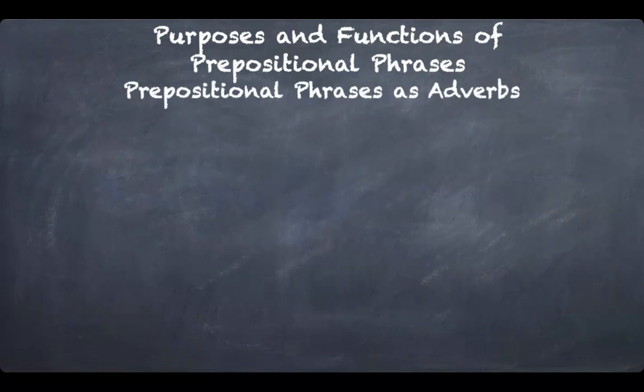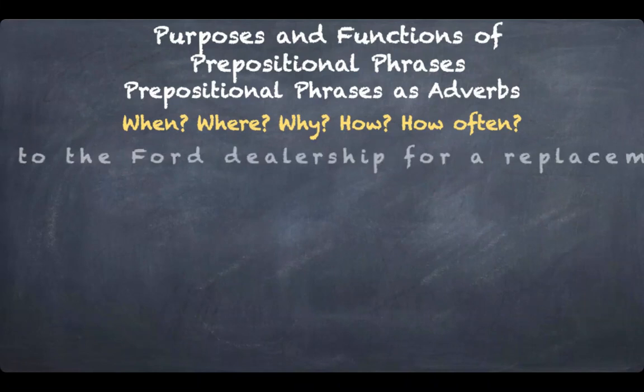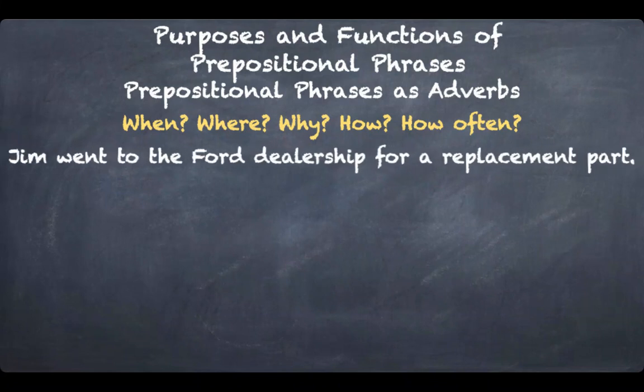A prepositional phrase that is acting as an adverb will describe a verb and answer one of the following questions: when, where, why, how often. Consider the following example. Jim went to the Ford dealership for a replacement part. In this sentence, there are 2 prepositional phrases acting as adverbs. The first one, to the Ford dealership, describes where Jim went. The second one, for a replacement part, shows why Jim went.